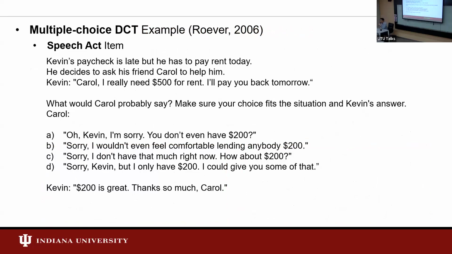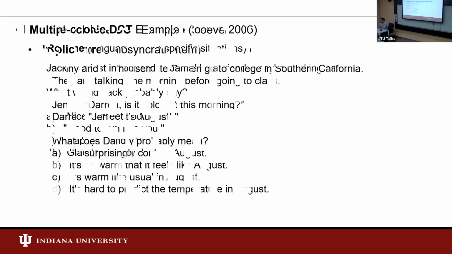So here, Kevin said, Carol, I really need $500 for rent. I'll pay you back tomorrow. And then you have the following responses. Kevin, $200 is great. Thanks so much, Carol. If that's Kevin's response, what will be the answer? The answer is C, right? Sorry, I don't have that much right now. How about $200?